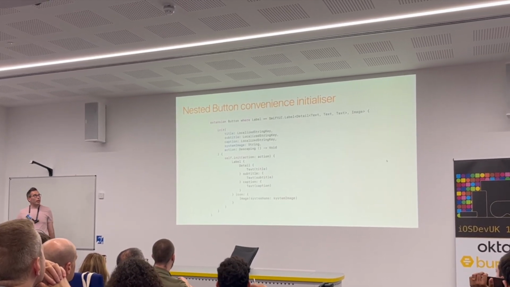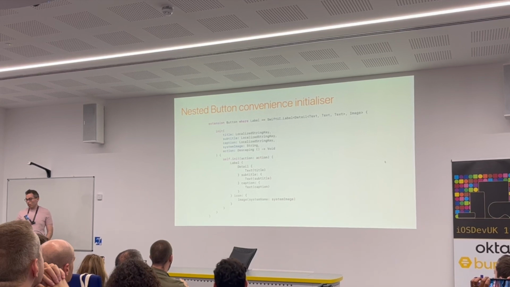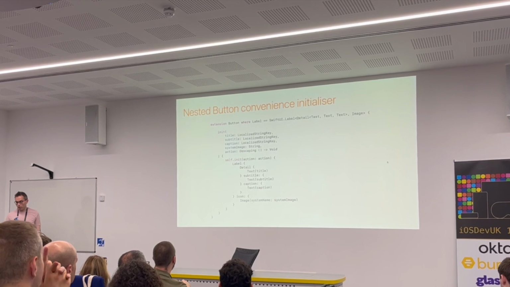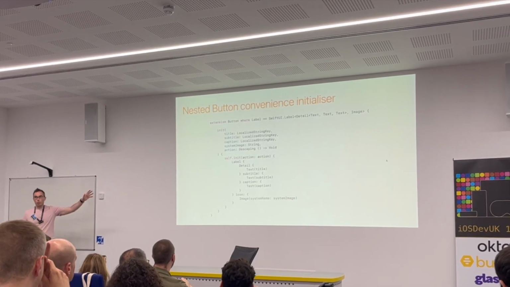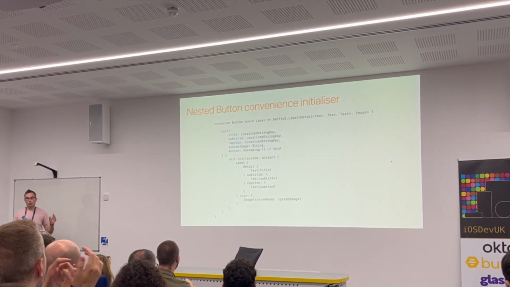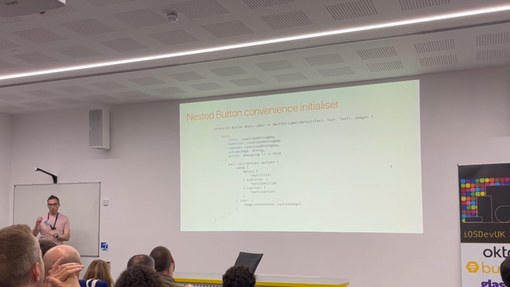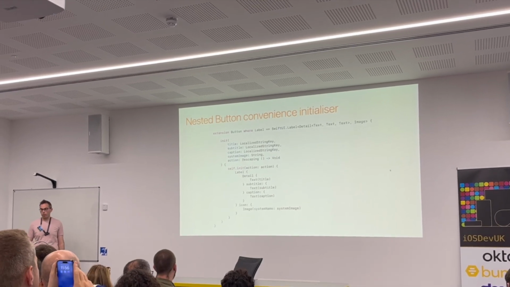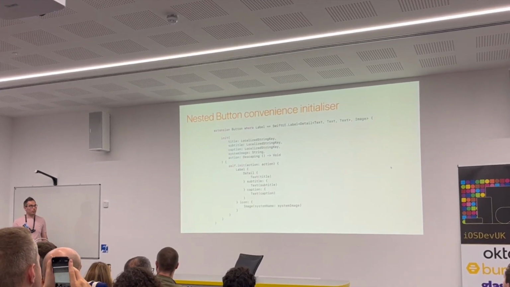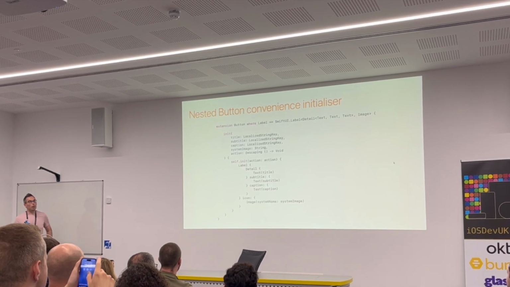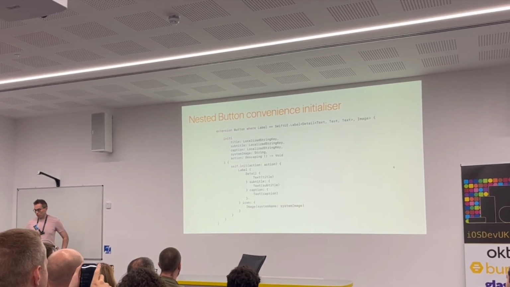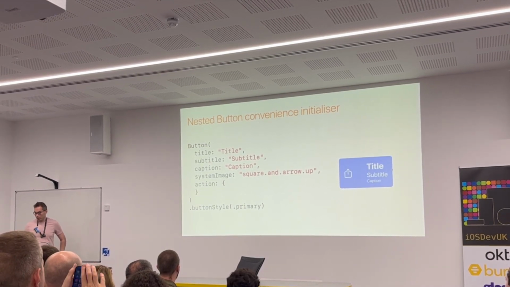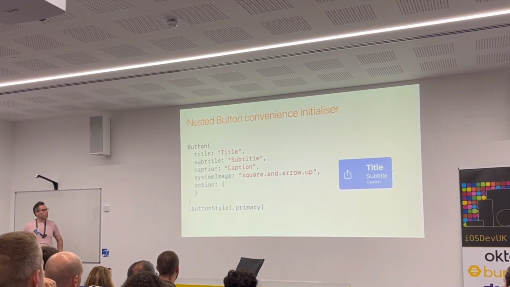We can also make a convenience initializer for that, much the same way. We're just kind of making the struct inside of the initializer essentially. And we can make as many of these as we want, and they're all on button. So all the user has to do is type button, dot init, or open brace, and they'll get all possibilities that they've currently got in the system. And if they want to style it, they can just put dot button style, dot, and it will show them all the styles that apply to buttons. And that's what the nested button convenience looks like.